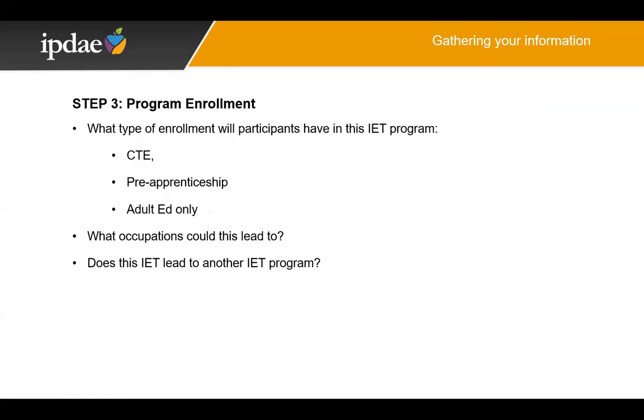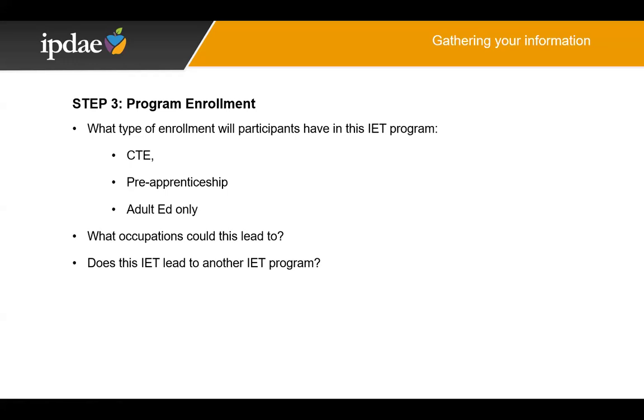Okay, so now we get to move on to step 3, program enrollment. You'll need to be able to say whether your program will have participants enrolled with CTE, pre-apprenticeship, or adult ed only. So how are you enrolling your participants? So with Intro to Healthcare, for example, which is our IET that usually comes before our CNA class, our students might be just from adult ed only. If you were in a CNA or nursing assistant, ours is adult ed only, but a lot of them are also attached to the CTE side of the house. So it just kind of depends on your program.